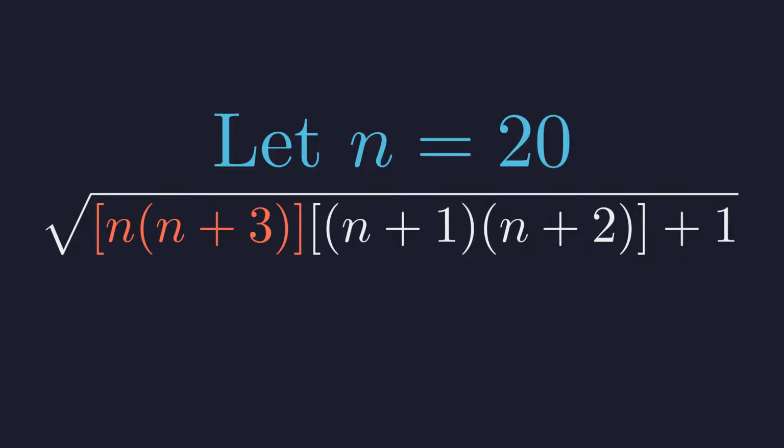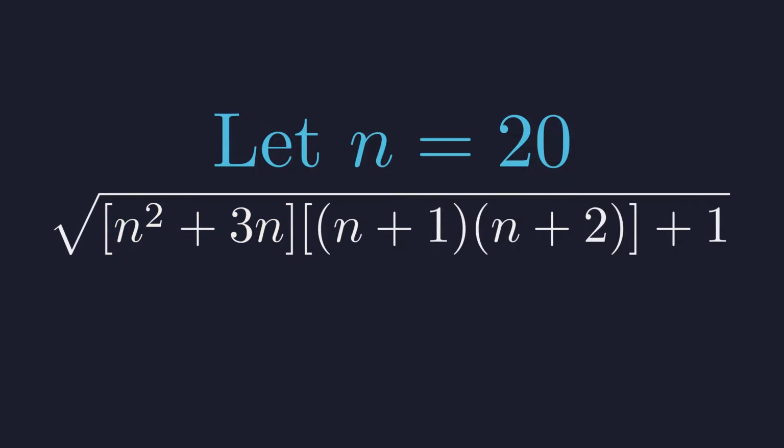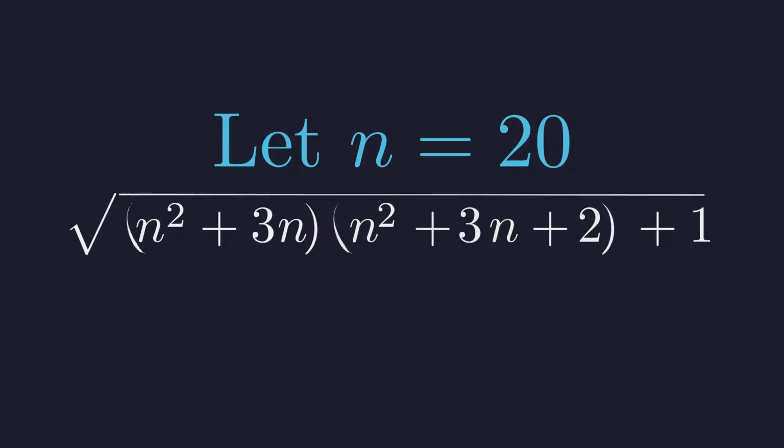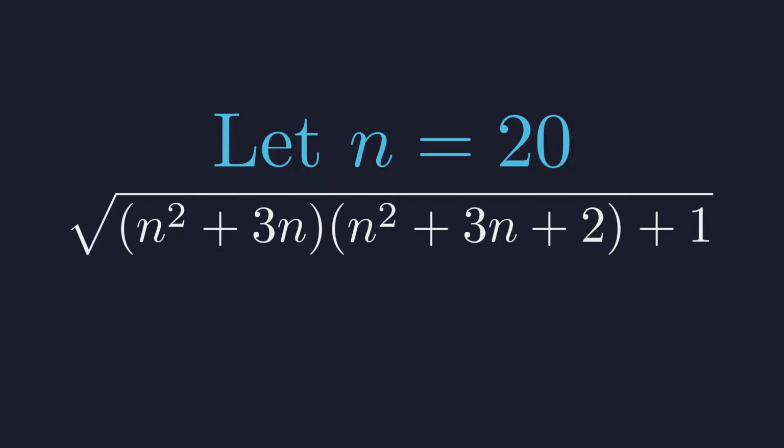First, expanding the product of n and n plus 3 gives n squared plus 3n. Next, let's expand the product of n plus 1 and n plus 2 using the distributive property. This gives n squared plus 2n plus n plus 2. We can combine the like terms in the middle, and this simplifies to n squared plus 3n plus 2. The common structure is now clear.